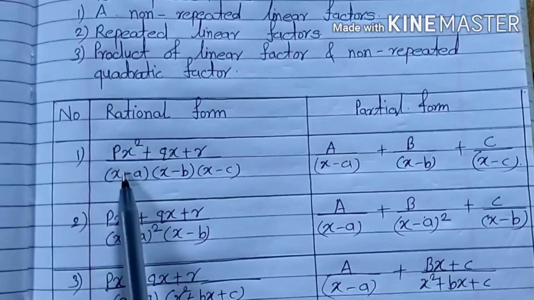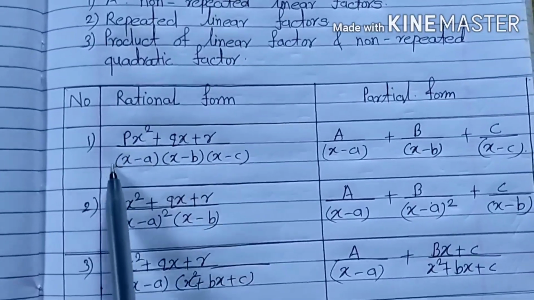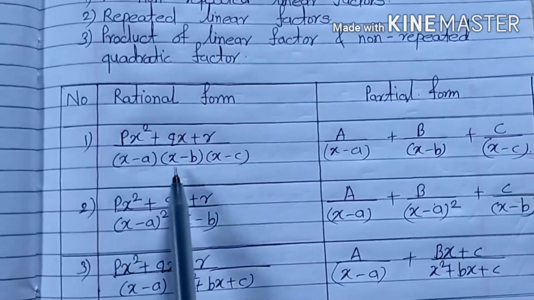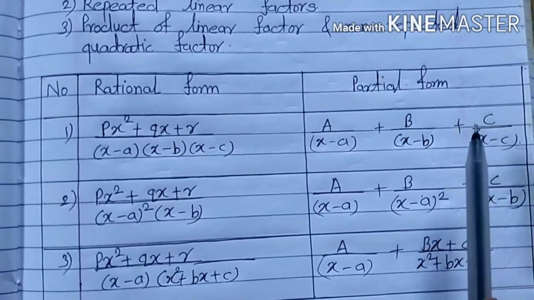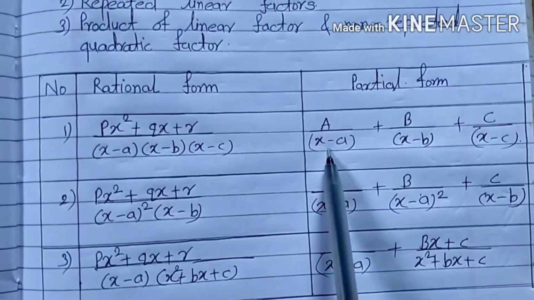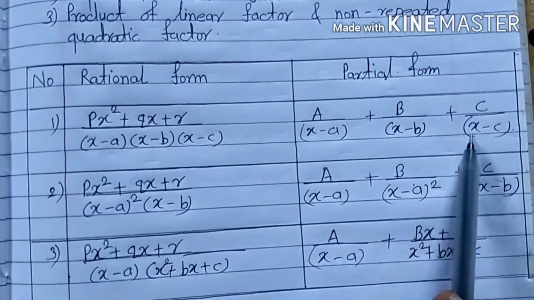Our first type is a non-repeated linear factor. In the denominator you can see that no factor is repeated, and it can be expressed in partial form like that: A upon the first part plus B upon the second part plus C upon the third part.